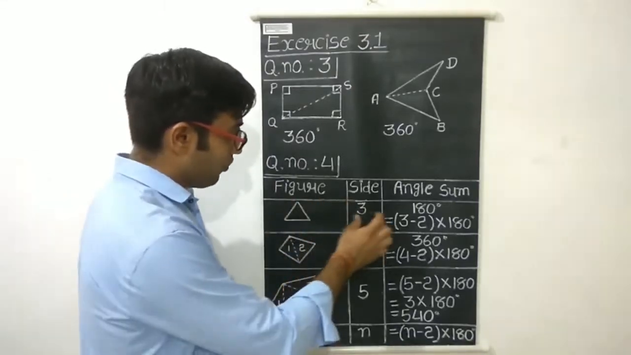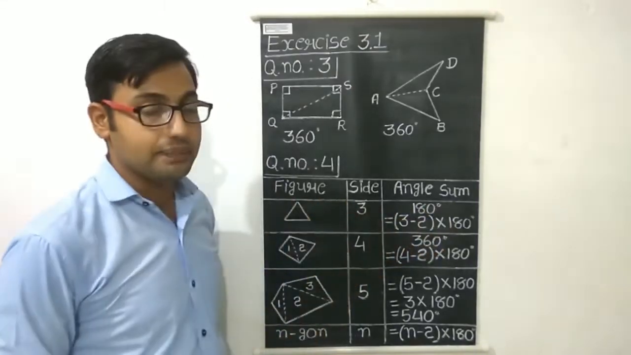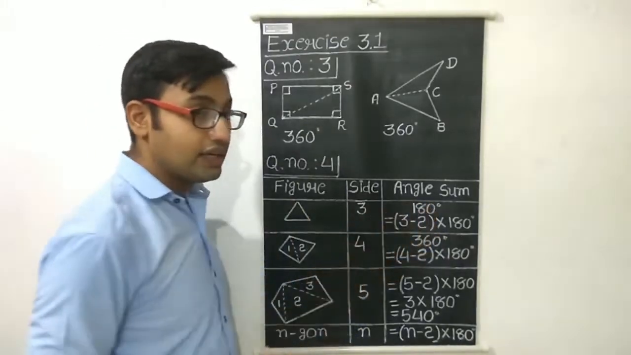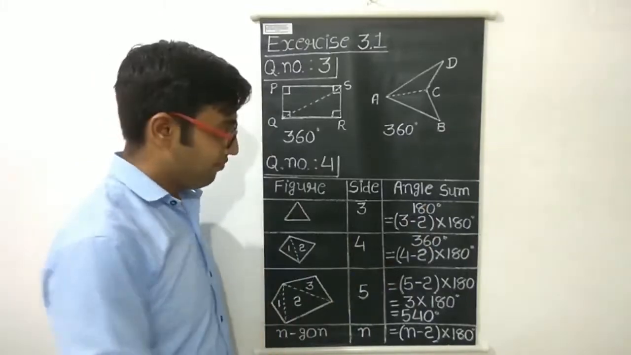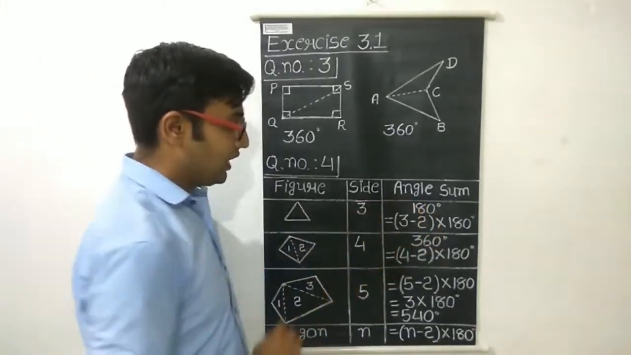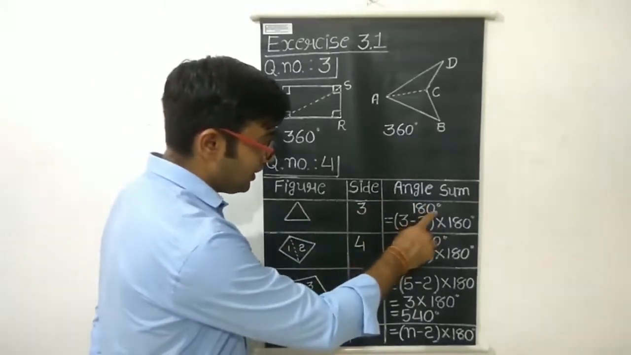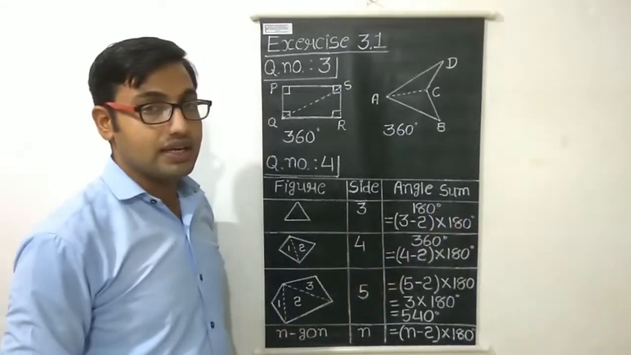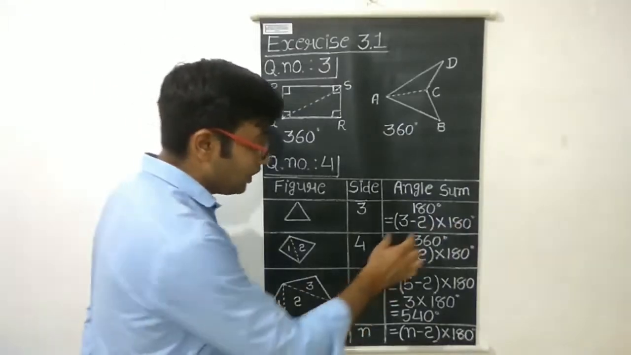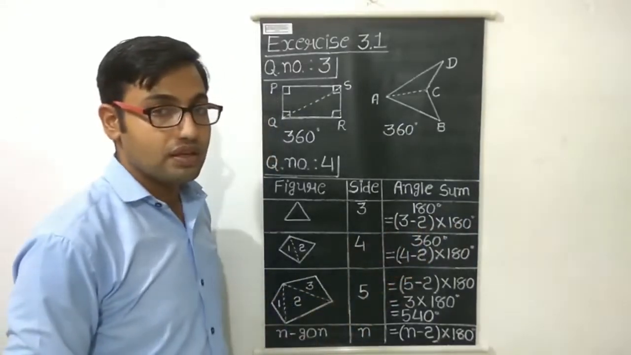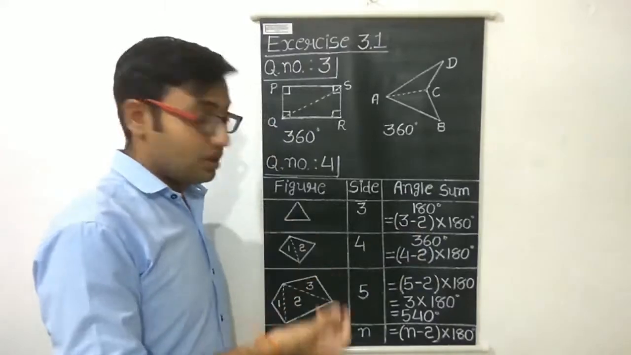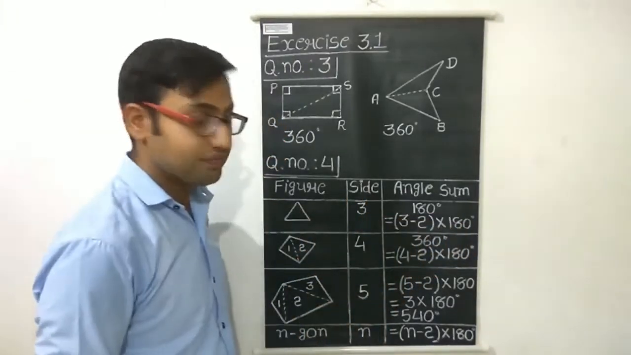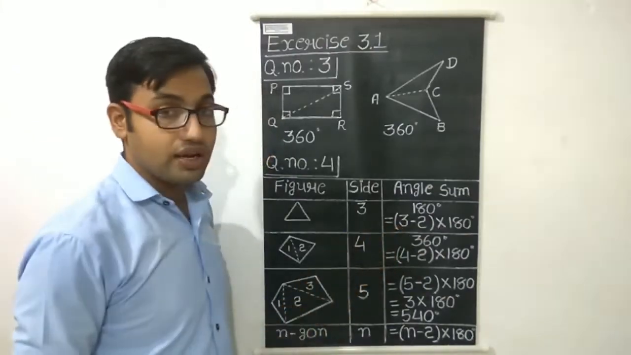So the angle sum of this is 180 degrees. If we write this 180 degrees in another form, then what will happen? We can write this 180 degrees in this way also: 180 degrees is equal to (3 minus 2) multiplied by 180 degrees. Now why do we write 3 minus 2 here? Actually, we want to relate the side and 180 degrees. So 3, that is why we have taken.